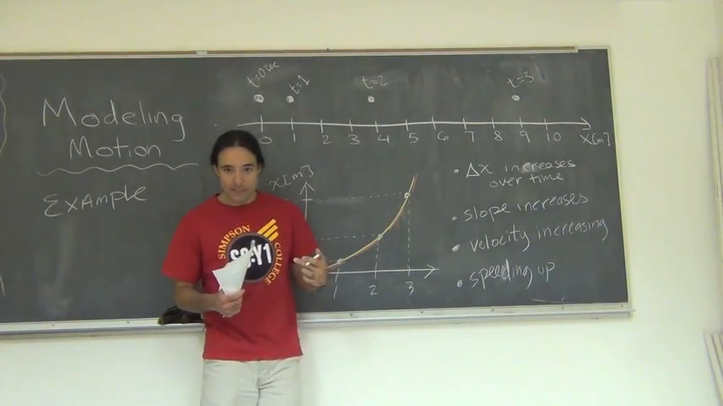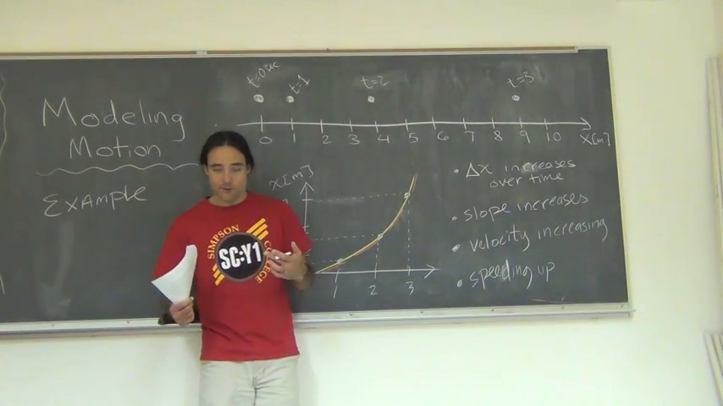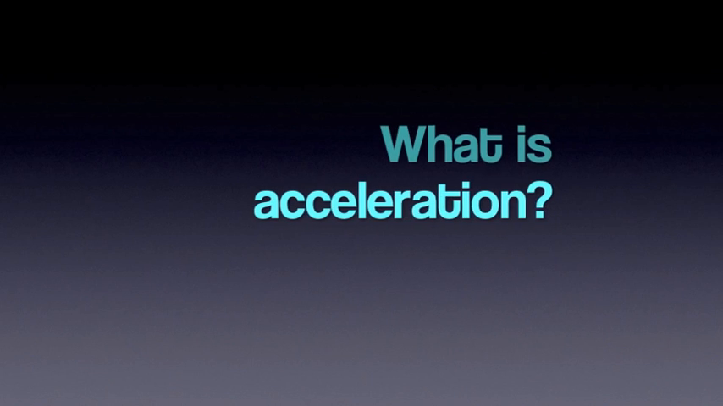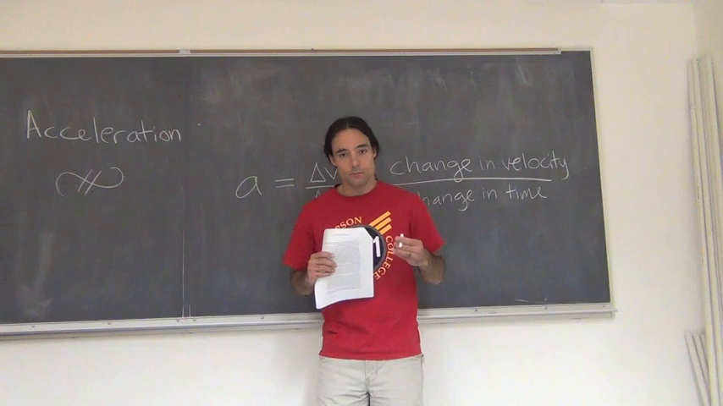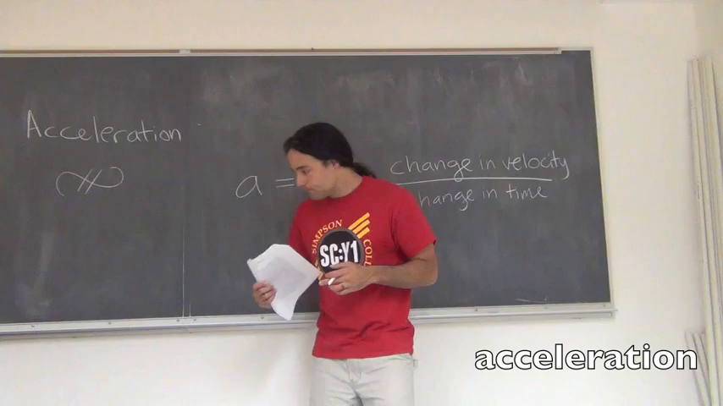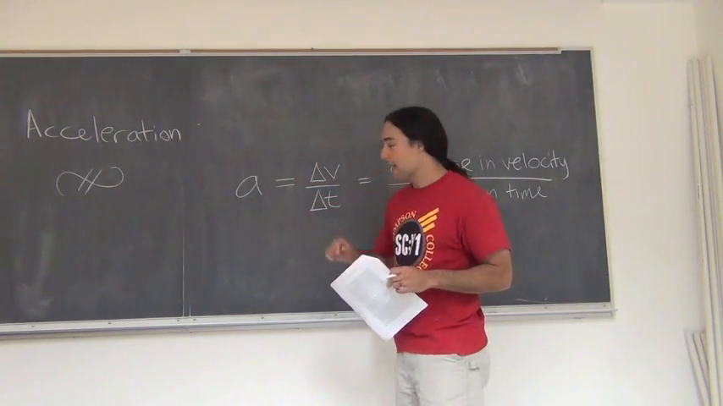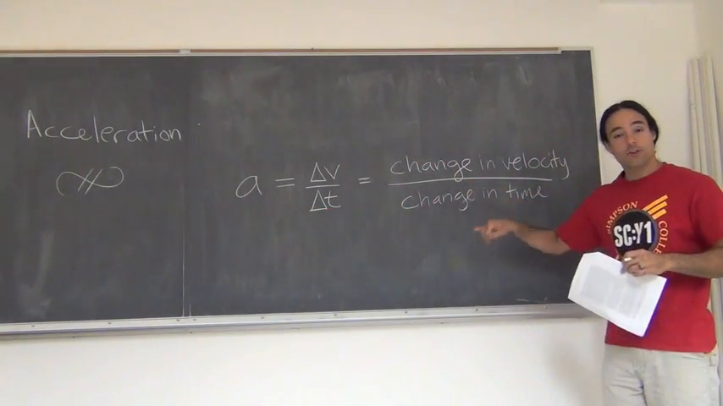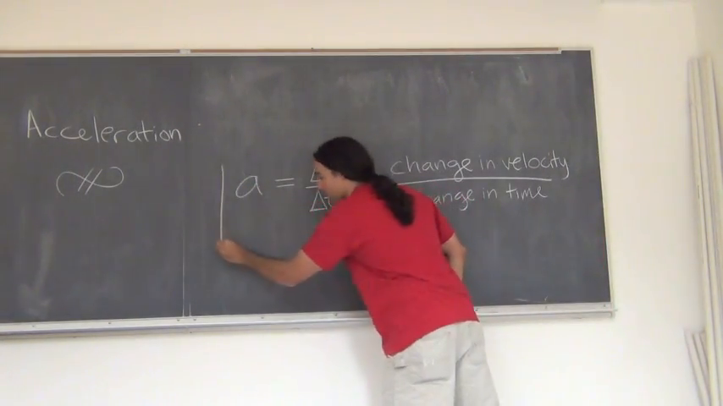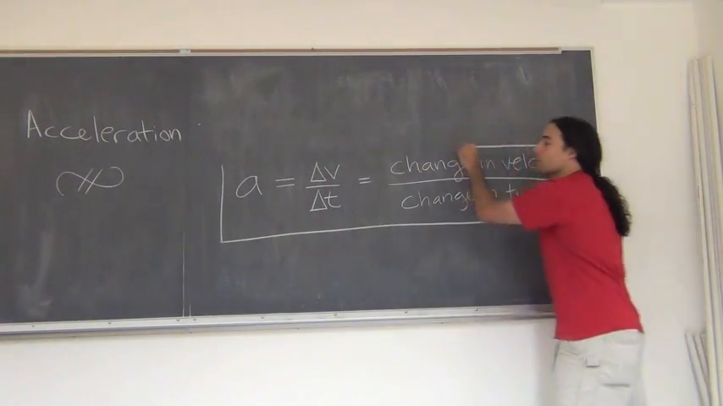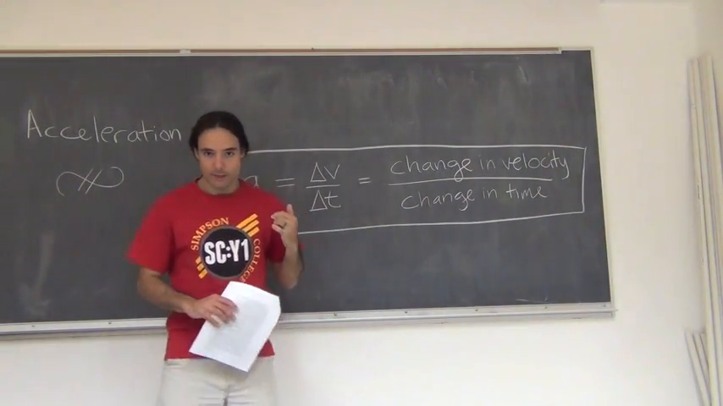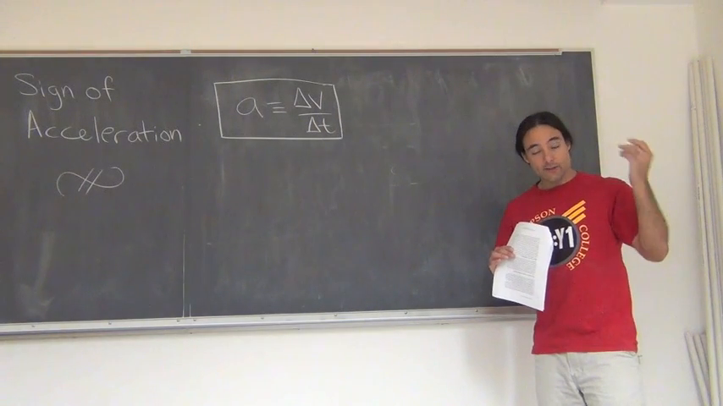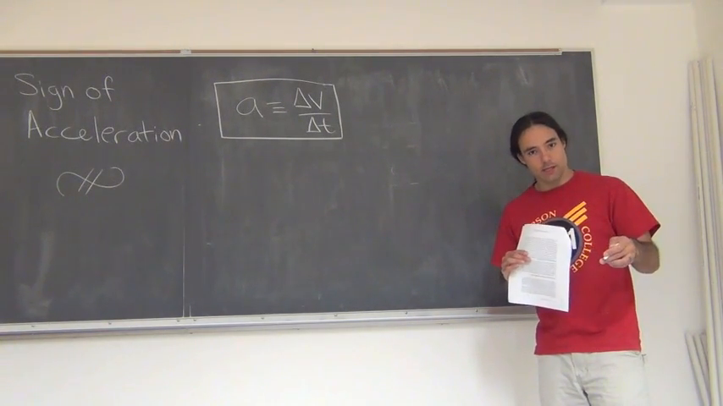So when you are speeding up or slowing down, physicists have a word for that. We say that you are accelerating. So let's define acceleration. Acceleration, which we will give the symbol a, is going to be delta v over delta t, which is the change in velocity over the change in time. We'll put a big box around this, since this is an important definition that you're going to want to write down. Acceleration is the change in velocity over the change in time.